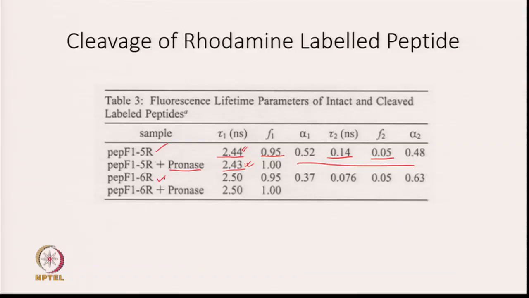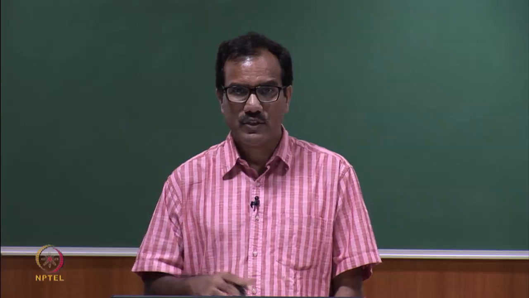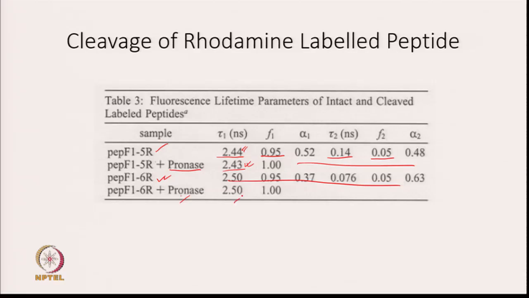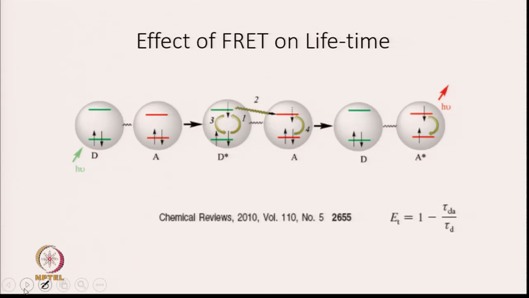This is the same data, but labeled with 6 rhodamine, and when you do that, again you see the same kind of behavior. The intact peptide is basically a mixture of two different conformations, and when we cut it, again we are getting only one conformation with a single lifetime.